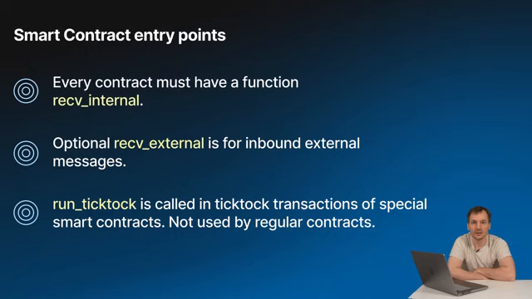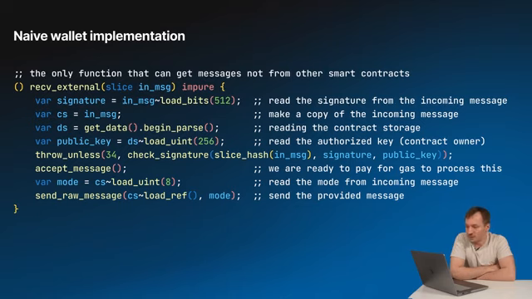The concept is familiar. The user makes a transaction off-chain, usually signs it with their private key and sends it to the contract. A wallet in TON is just a smart contract. Let's write a naive wallet. It only forwards the messages signed with our private key. The basic implementation looks like this.